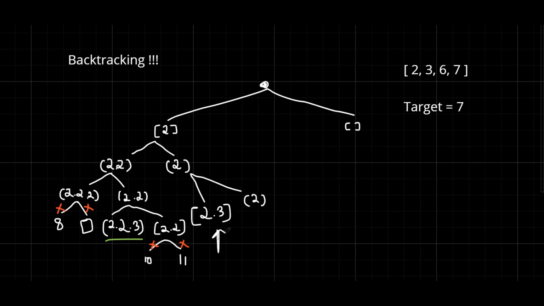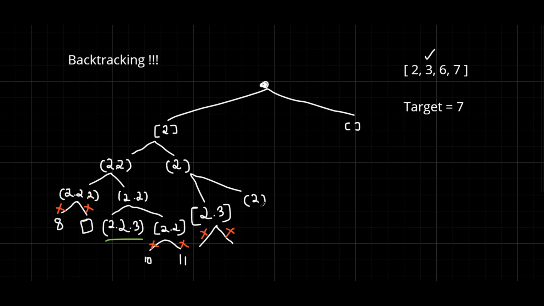Now, in this node, we have already included 2 and 3. So we can include any other 3 or 6 or 7 here. But the summation of this node already becomes 2 plus 3 equal to 5. If we include 3, then our summation will become 8. If we include 6, our summation will become 11. And if we include 7, our summation will become 12. So it doesn't make any sense to include any other element from this node. So we cannot further explore it because if we include any other element, the summation will exceed our target 7.